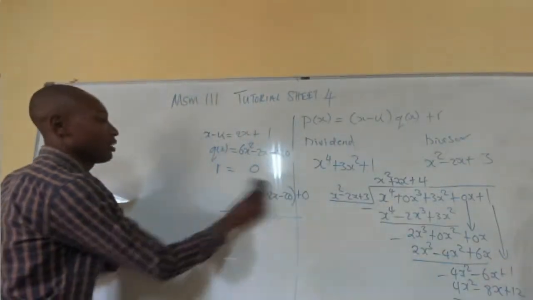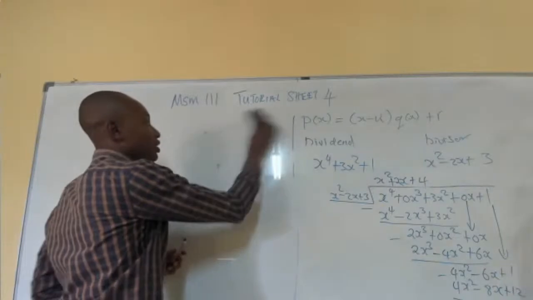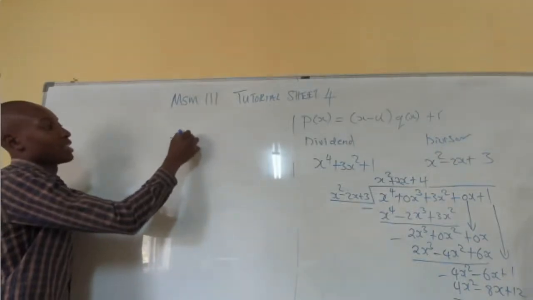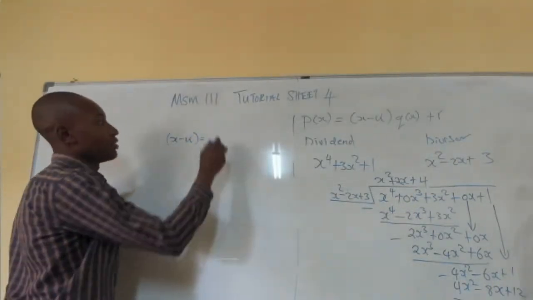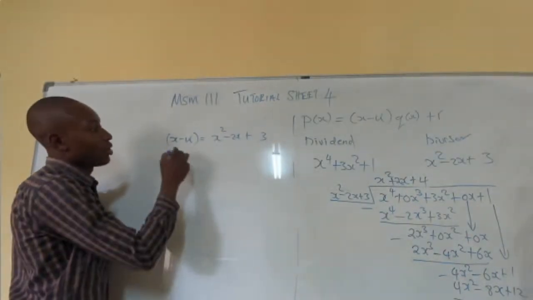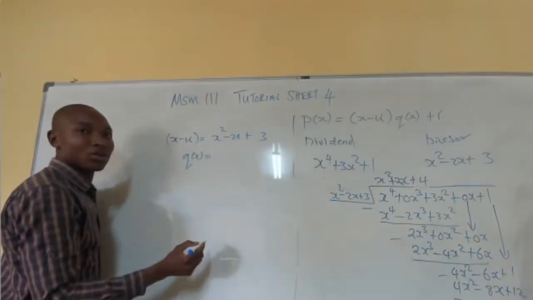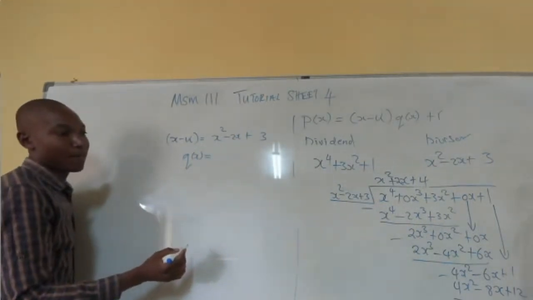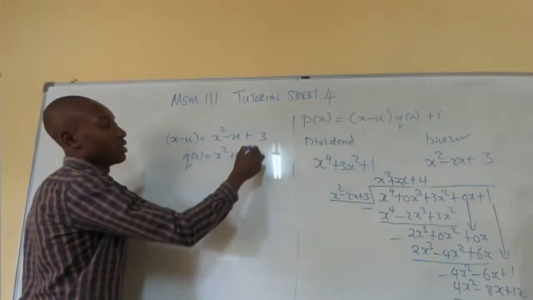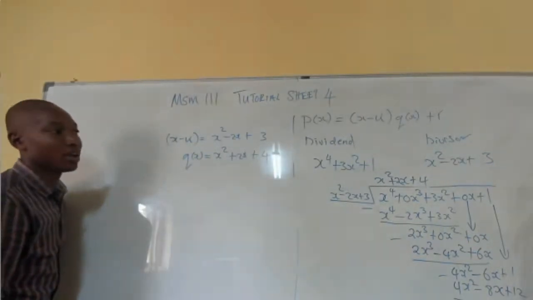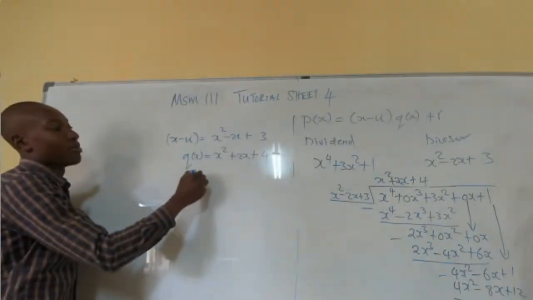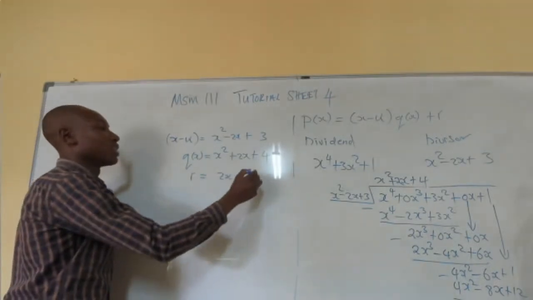Okay, so let me write them here. I'm not using long division, so what are we saying? We're saying the x minus k part is the divisor, x squared minus 2x plus 3. Then the q(x) is the quotient. So the quotient in this case is x squared plus 2x plus 4. Then what is our remainder? Our remainder is 2x minus 11.